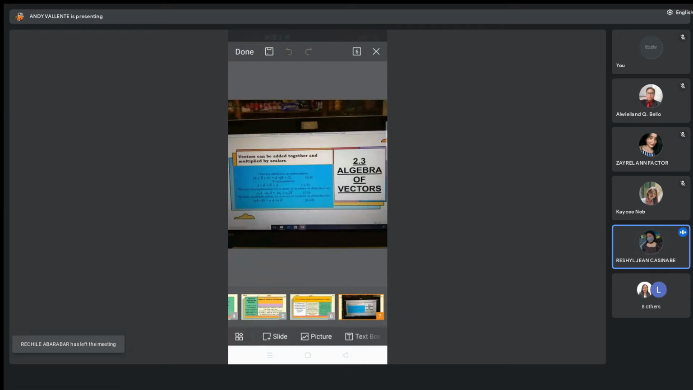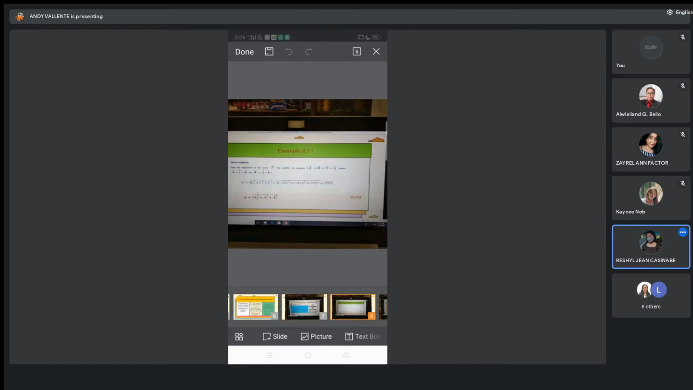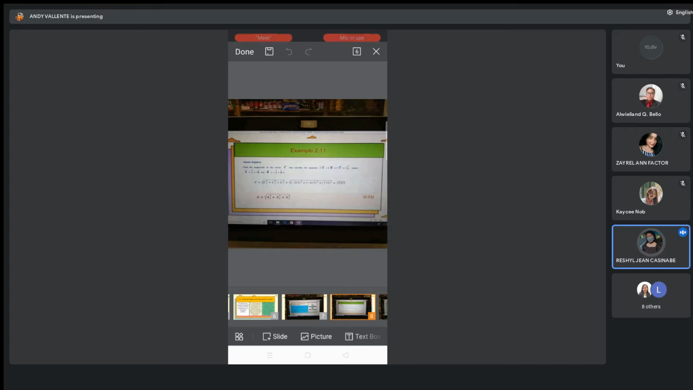So this is my report, the 2.3 algebra of vectors. Vectors can be added together and multiplied by scalars. There are four in the presentation, but I will not discuss them one by one since we are already familiar with that. So we will proceed directly to example 2.11. Vector algebra. Find the magnitude of the vector C that satisfies the equation 2 vector A minus 6 vector B plus 3 vector C is equal to 2 hat J, where vector A is equal to hat I minus 2 hat K, and vector B is equal to negative hat J plus hat K over 2. So let's have the solution.